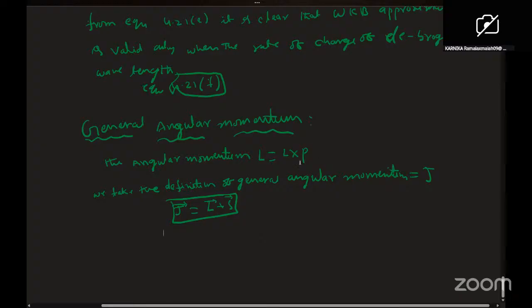L is equal to R cross P, where R is the position vector. So the angular momentum L is equal to R cross P, which is not general, since it does not include integral quantum numbers, and therefore one may take the definition of general angular momentum. The symbol J is used for the general angular momentum.